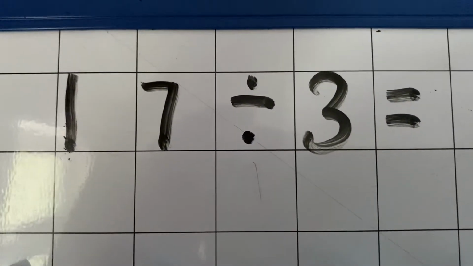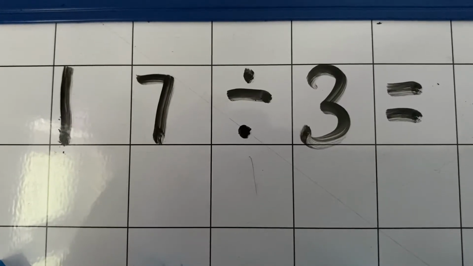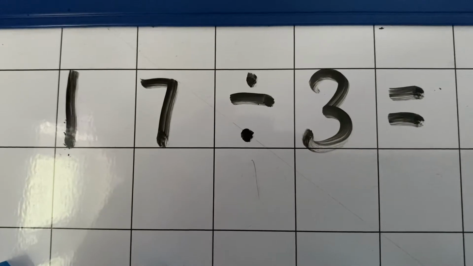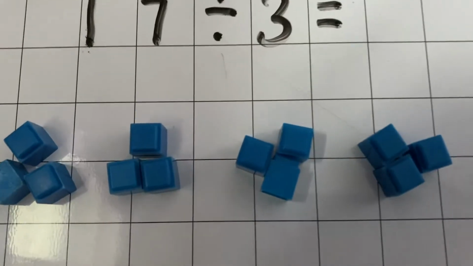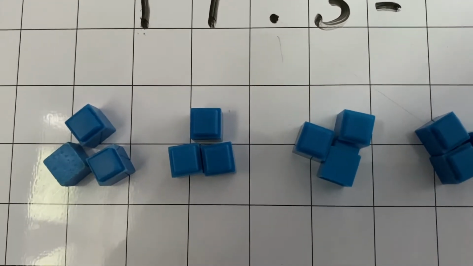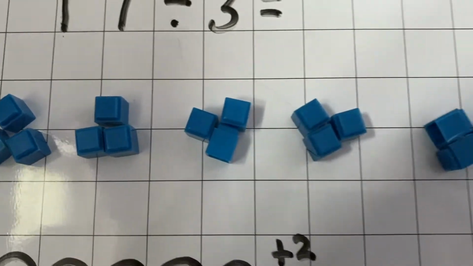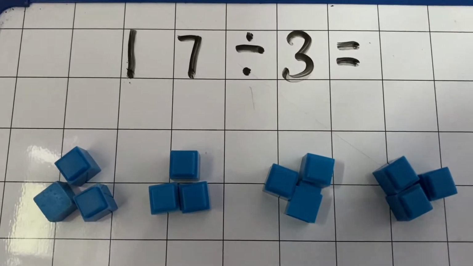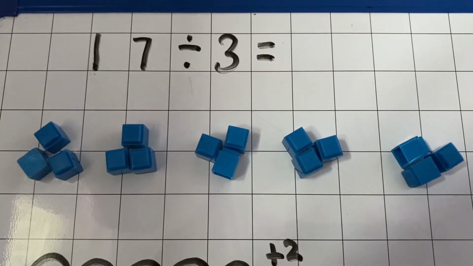Finally, in Year 3, children will be encouraged to understand remainders when dividing. For example, here we have 17 divided by 3. They will begin by using their counters or manipulatives to support them. So here I have my Dienes, my base 10, my ones counters. Now they can use grouping or sharing to answer these questions.